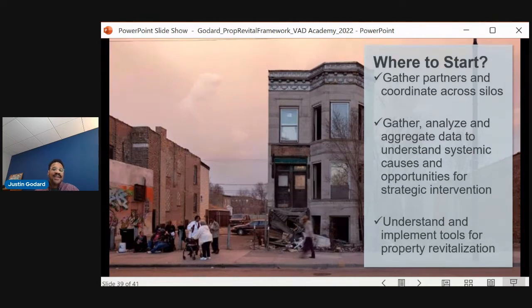From there, you should gather and analyze local data to better understand the systems causing bad properties and where opportunities for interventions exist. Both the conversations with partners and the conditions illuminated by your data will ultimately help determine the right mix of framework policies and practices that can most effectively turn the tide on vacancy in your community.